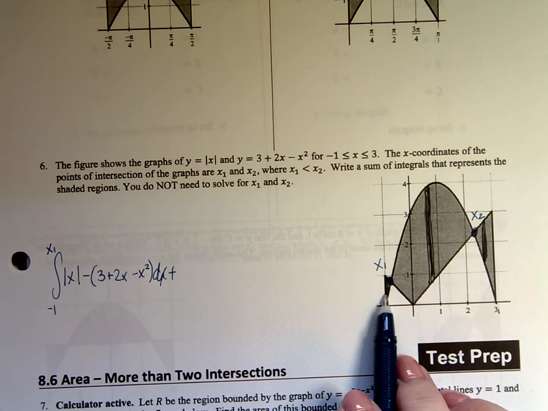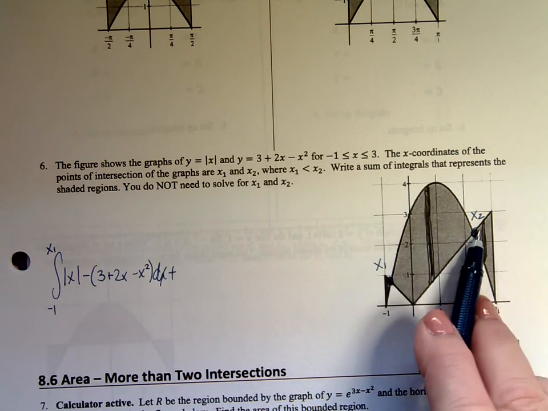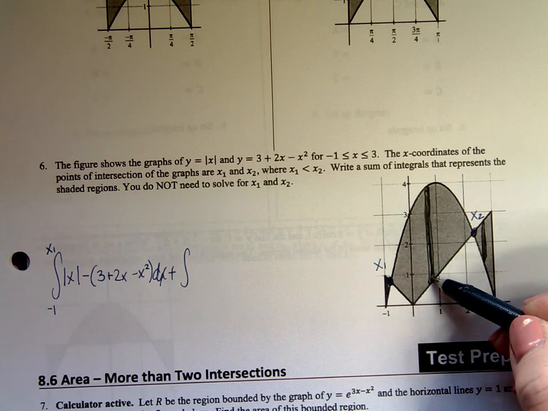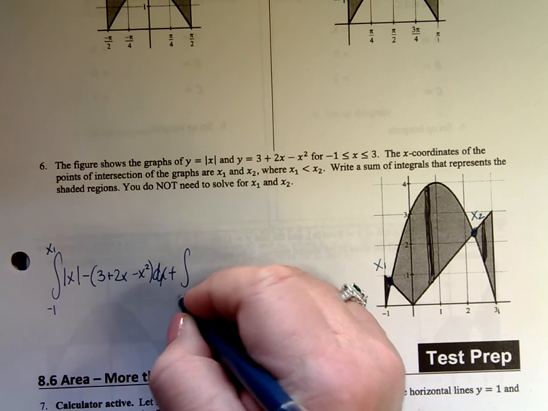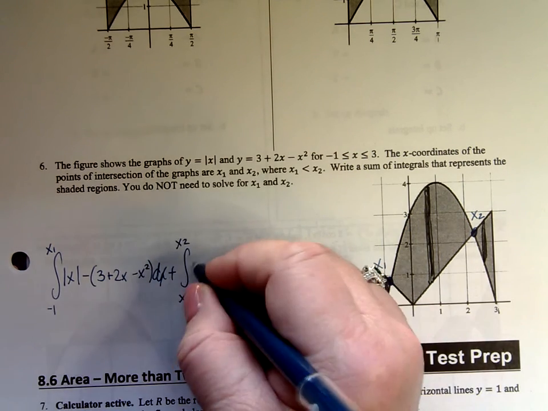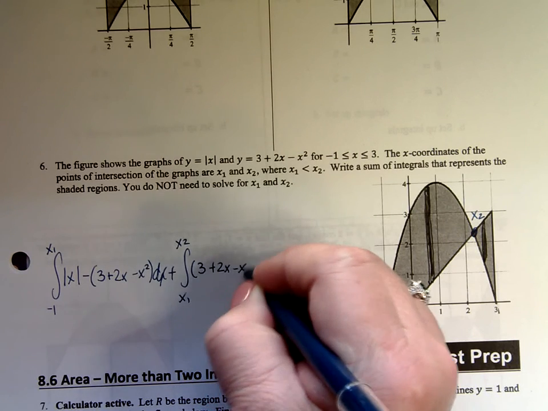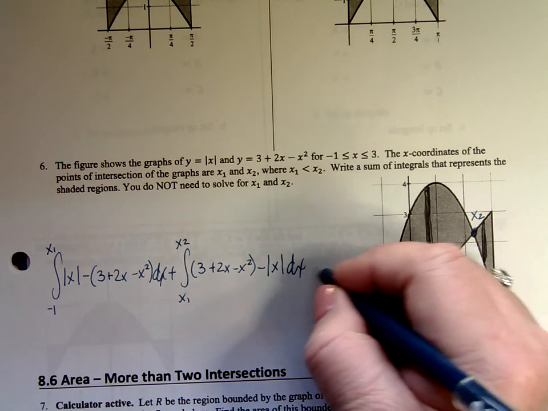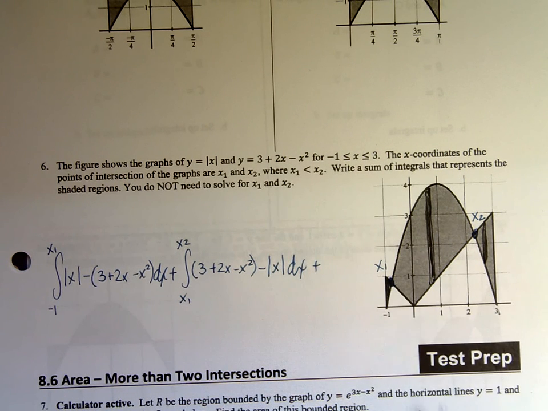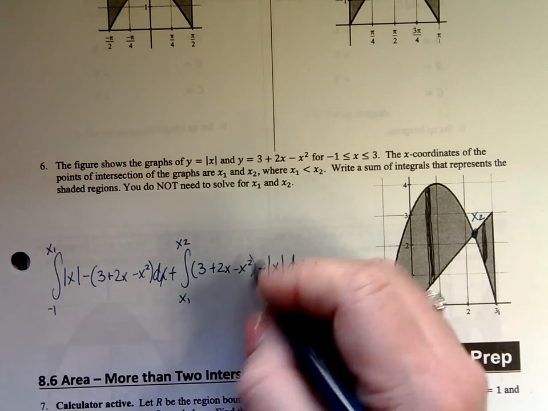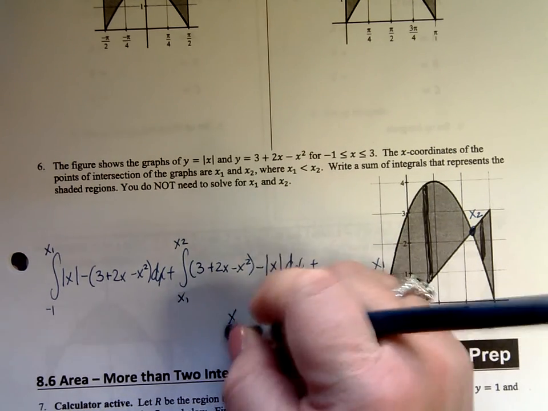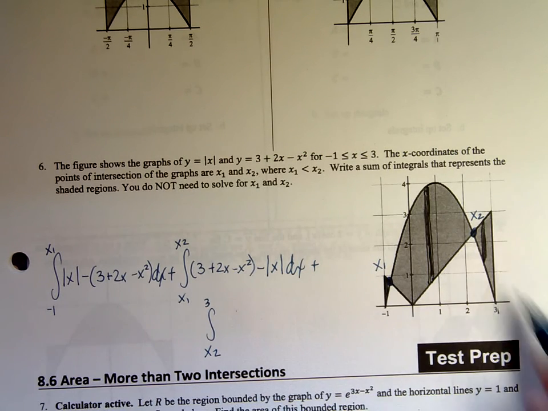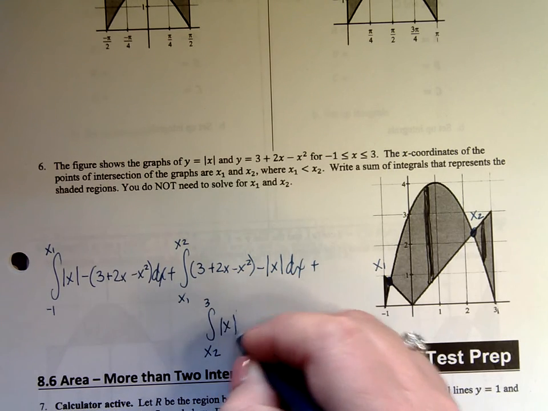Then the next one goes from x1 all the way to x2, because that entire region has the top being the parabola and the bottom being the absolute value. So I'm going from x1 to x2. Top is the parabola, 3 plus 2x minus x squared. Bottom is my absolute value of x. And then the last one is going from x2 to 3. Let me do my integral sign first, right? And my integral goes from x2 to 3. And on top now is my absolute value, and my bottom is the parabola.